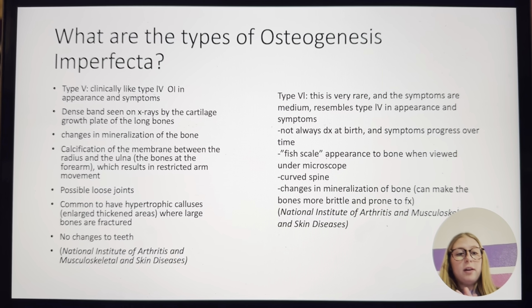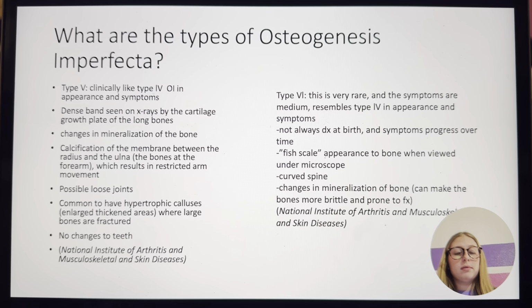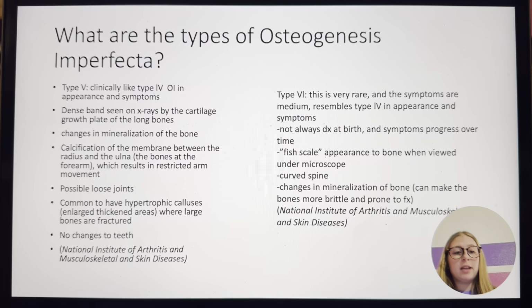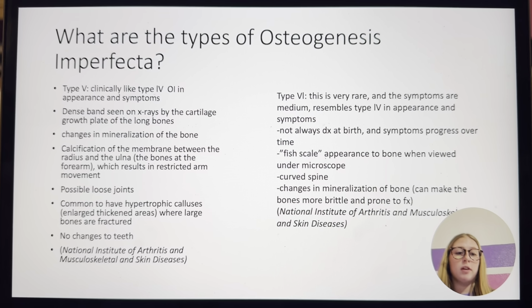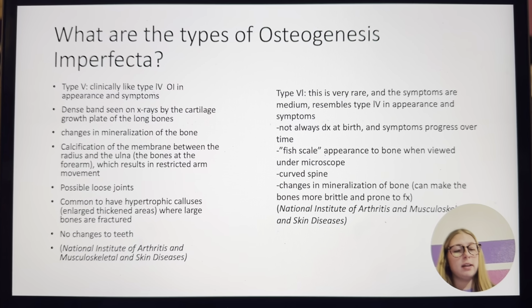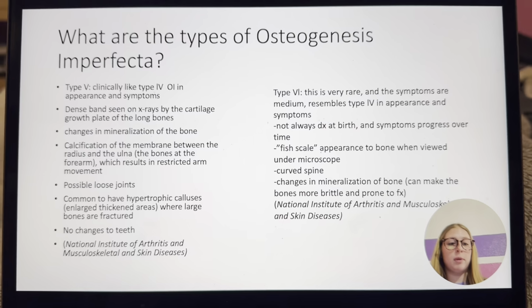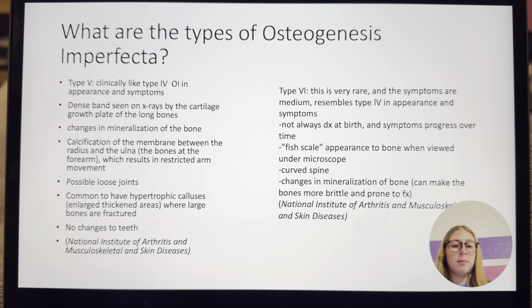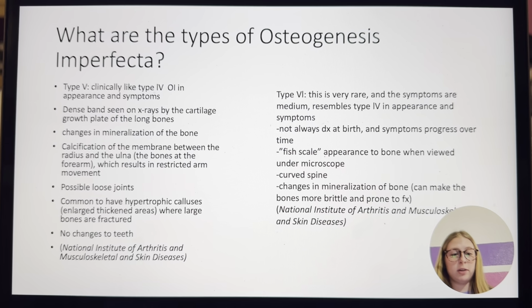Type 5, the symptoms are clinically like type 4, and then they also have a dense band seen on x-rays by the cartilage growth plate of the long bones. I thought that was interesting. And then changes in mineralization of the bone. They have calcification of the membrane between the radius and the ulna, which results in restricted arm movement.